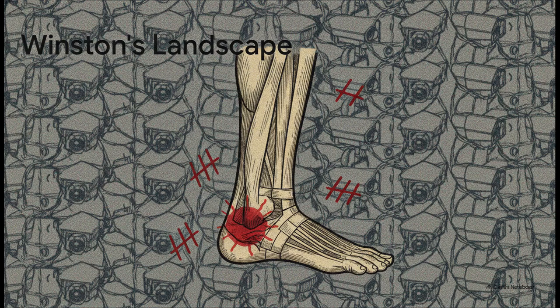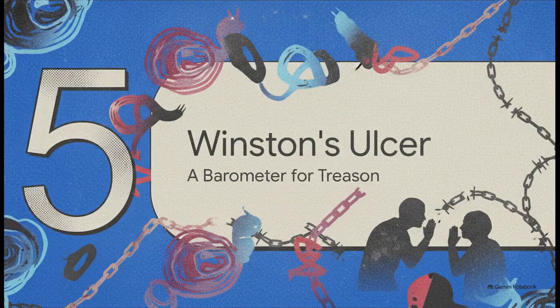Orwell mentions this exact phrase, varicose ulcer, 8 distinct times in the novel, and he places it in highly specific situations to precisely track Winston's rebellious subconscious. Which brings us to section 5, Winston's varicose ulcer. Let's look at the timeline.